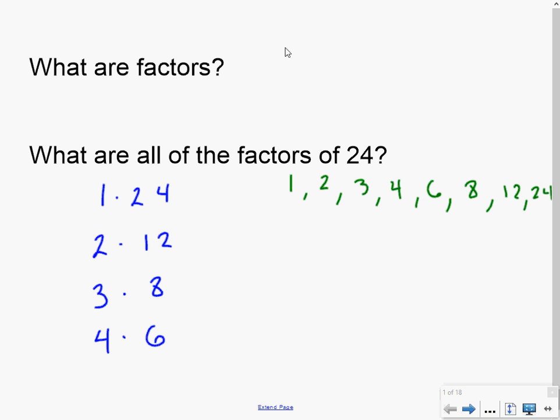Okay, so we're going to build on this. We're going to build onto this by looking at two numbers and finding the greatest common factor between them. We're going to incorporate some variables in there. So we're building on this idea of what factors are.